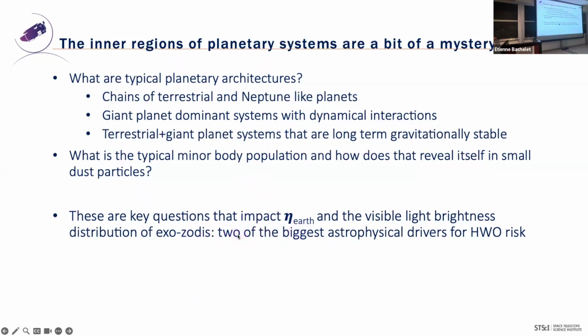In any case, these kinds of questions impact what we understand eta Earth to be, that is the fraction of planetary systems that might have an Earth-like planet, as well as what the visible light brightness distribution of exozodies is. That's important because we need to know what the background for our planet detections is, and that determines how long our exposure times are for characterization. So these are the two biggest, in my mind, astrophysical drivers of risk for a particular Habitable Worlds Observatory Earth-like planet yield. People talk about yields of Earth-like planets, and we want to get a statistical sample with HWO. And these two uncertainties really drive our inability to predict accurately what that might be.